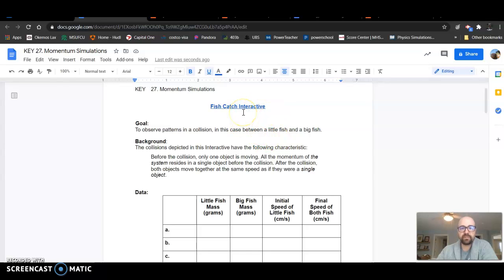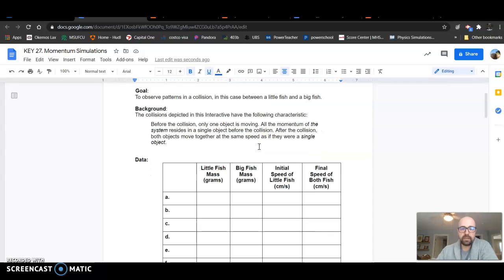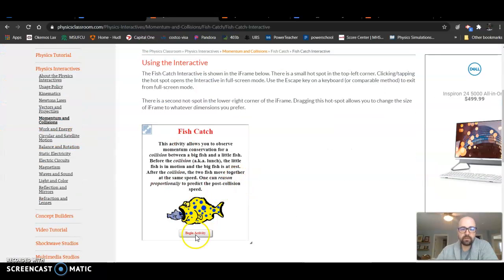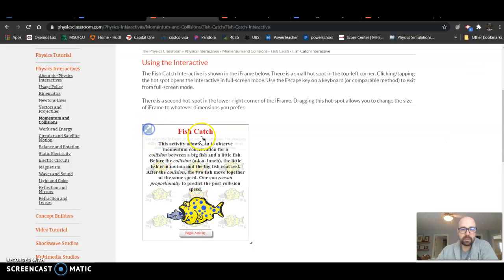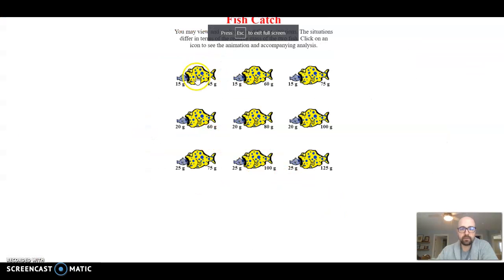So the first one was with the Fish Catch Interactive, and you just had to get some data on the speeds and the masses of these fish. So if we look at one of these, we can begin activity here, any one of them.